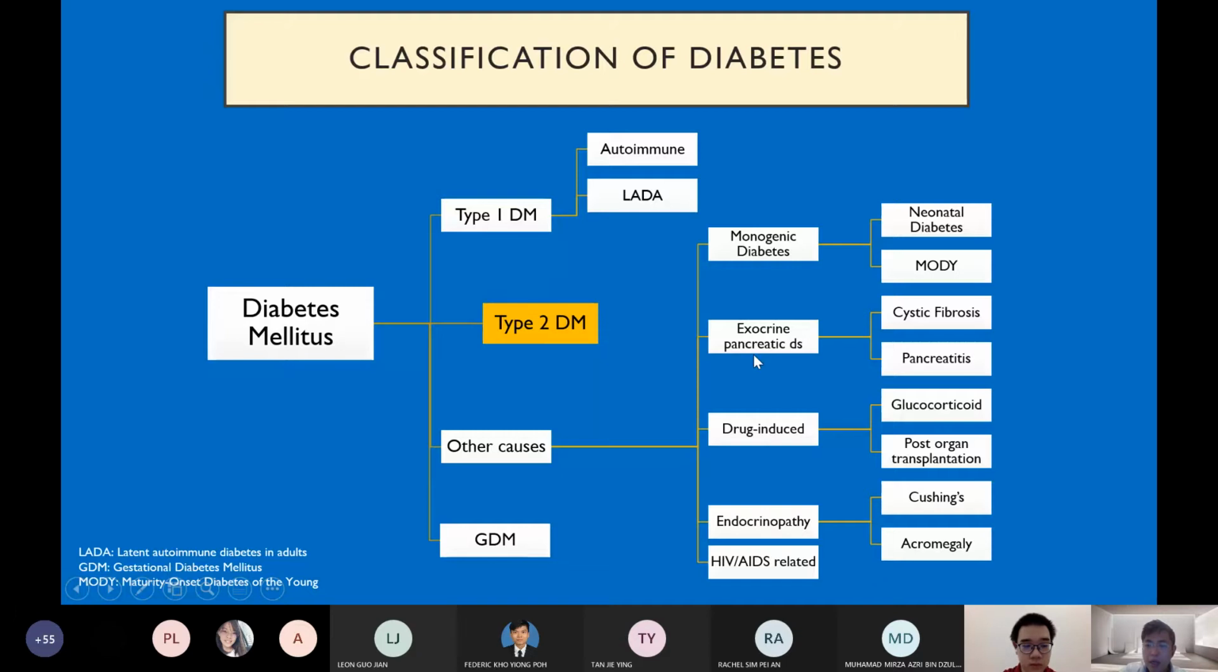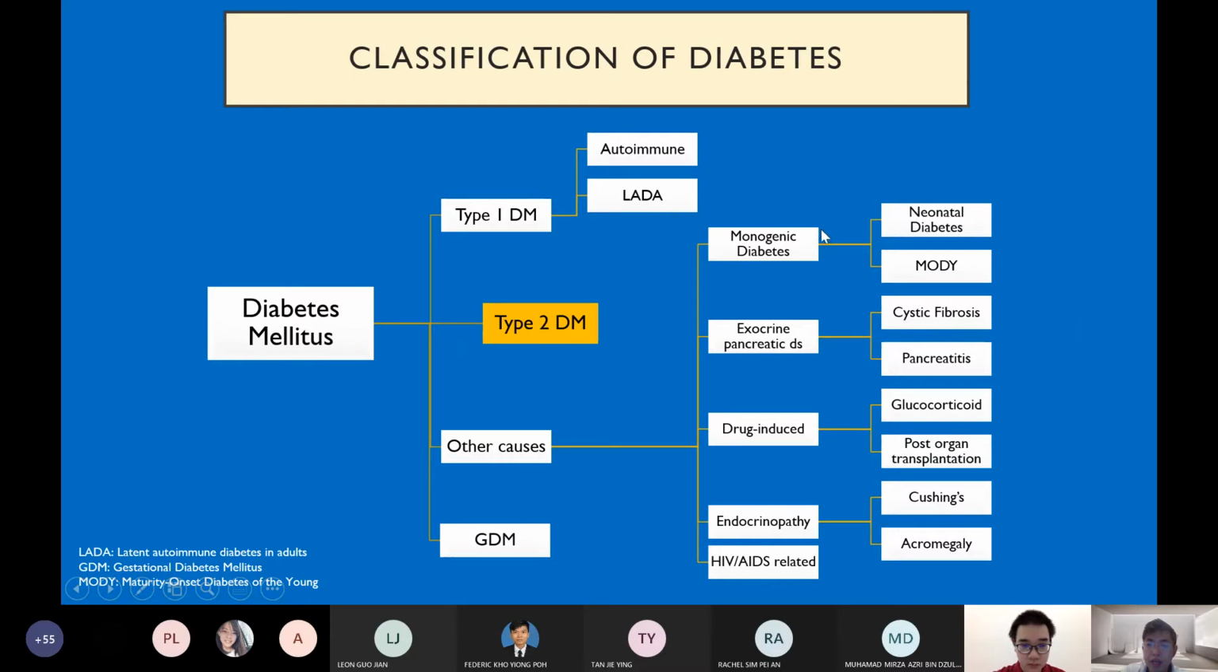And your exocrine pancreatic diseases such as cystic fibrosis and history of chronic pancreatitis. So basically, it is self-explanatory. After a prolonged inflammation, your pancreas burns out, your islet cells are no longer producing enough insulin. Therefore, you may develop hyperglycemia, okay?